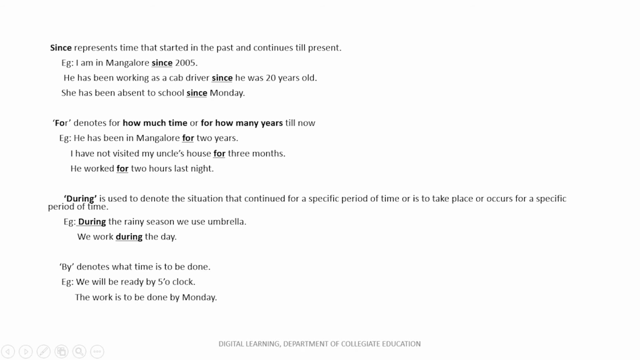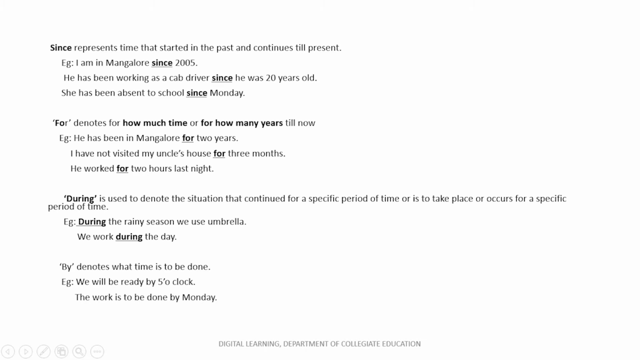Since refers to the past. The action has started in the past and is continuing till the present. For example, I'm in Mangalore since long back, that is, since 2005. When you are referring to something that happened long back in the past and is still continuing in the present, you can use the preposition since. He has been working as a cab driver since he was 20 years old. He has been absent from school since Monday.